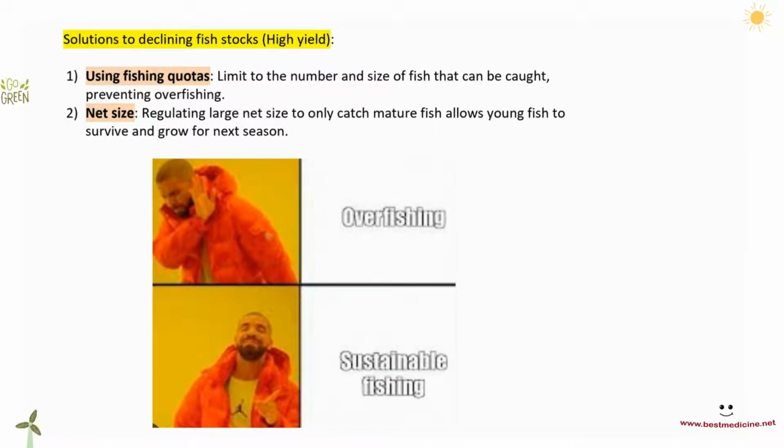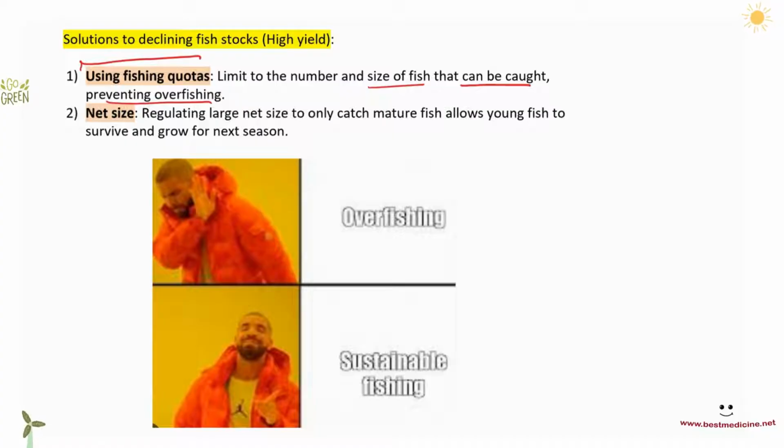Number 1, using fishing quotas. Fishing quotas limit the number and size of fish that can be caught, preventing overfishing, right? You have a particular quota, a particular number and size of fish that you can catch. Apart from that, you're not allowed to touch. That's a fishing quota. Also, in the quota, you're provided a particular timeline. You can only fish in that time, and you're not allowed to fish out of that time zone.